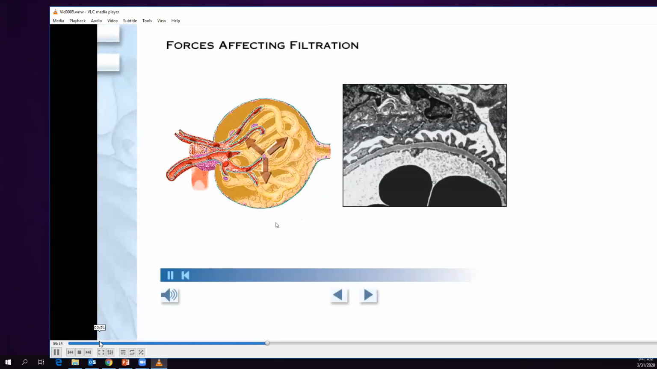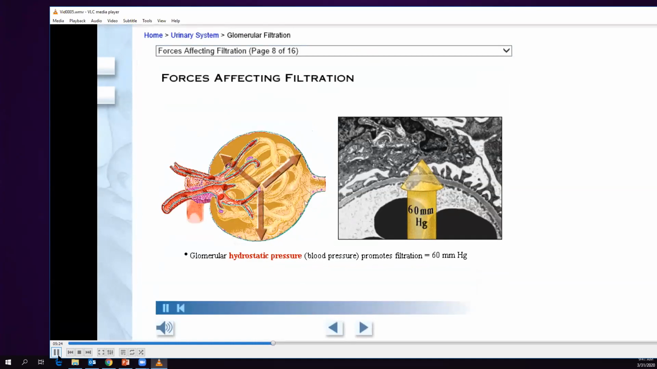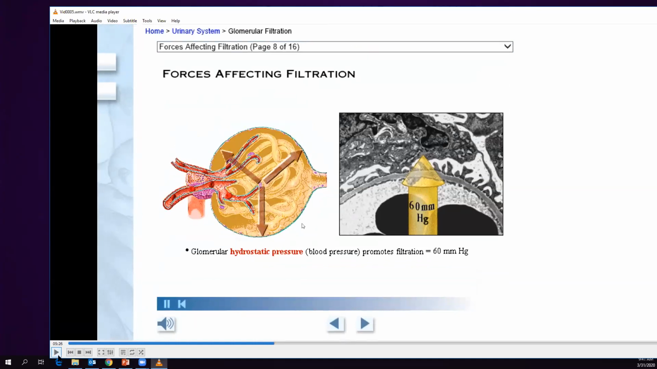Just as gravity draws water through a coffee filter, so glomerular hydrostatic pressure promotes filtering of the blood. The blood pressure in the glomerulus averages 60 millimeters of mercury. Okay, so question number 4, blood pressure in the glomerulus is about 60 millimeters of mercury. Remember that we said the blood pressure in a regular capillary is about 35 millimeters of mercury.